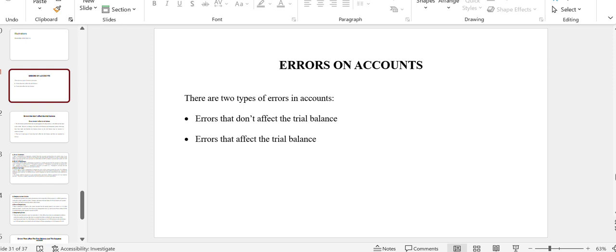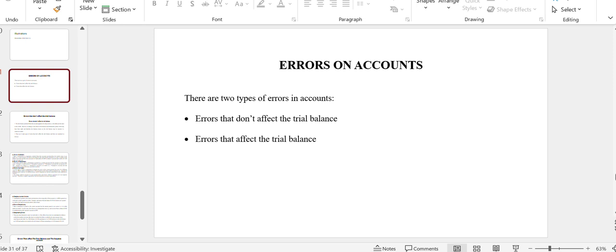Now, after preparing the ledger accounts, the next stage is to prepare a trial balance. You cannot prepare a financial statement if your trial balance does not balance, meaning the debit side and the credit side of the trial balance should be equal. In a situation whereby the trial balance does not balance, we are going to conclude that number one, either there is an error, or number two, maybe there is fraud.